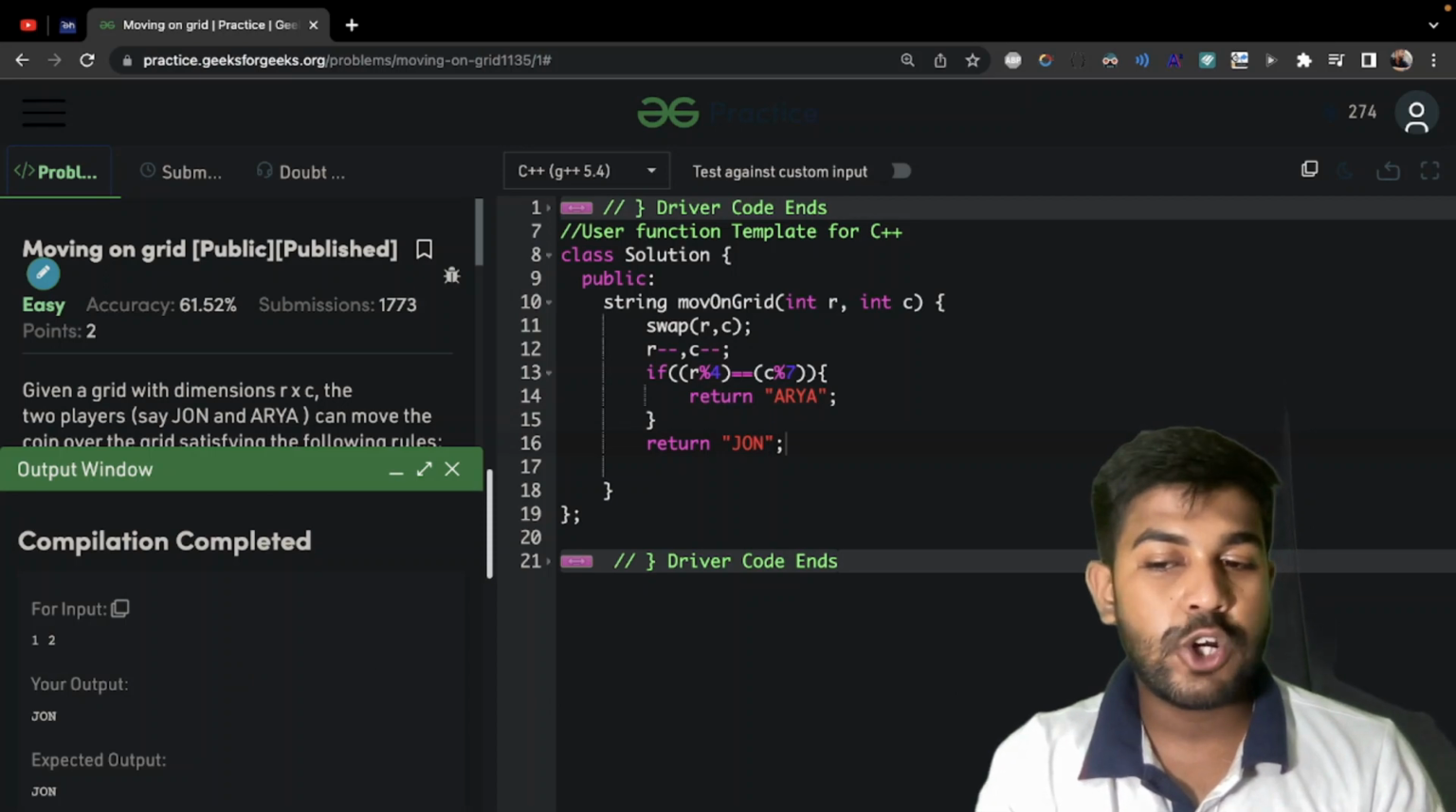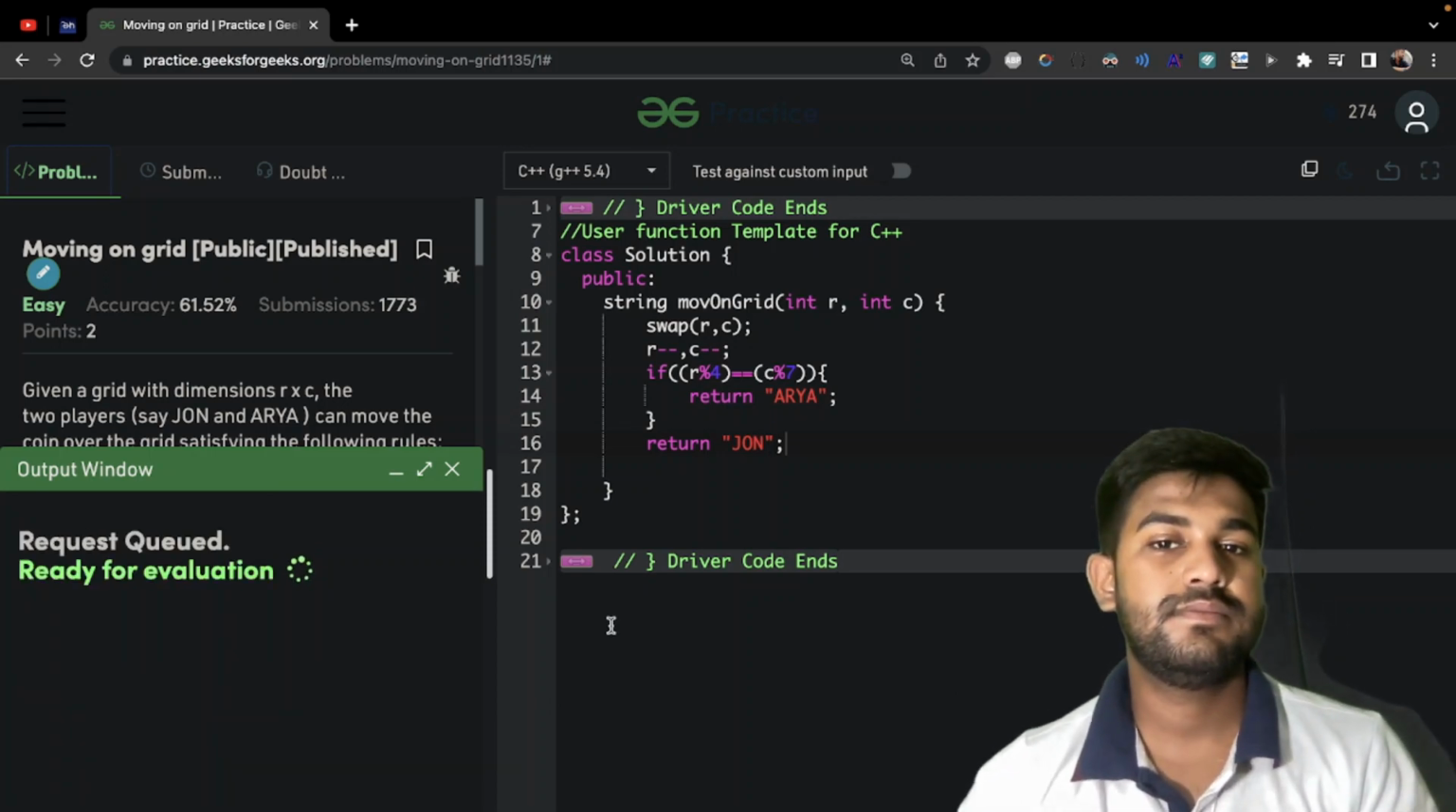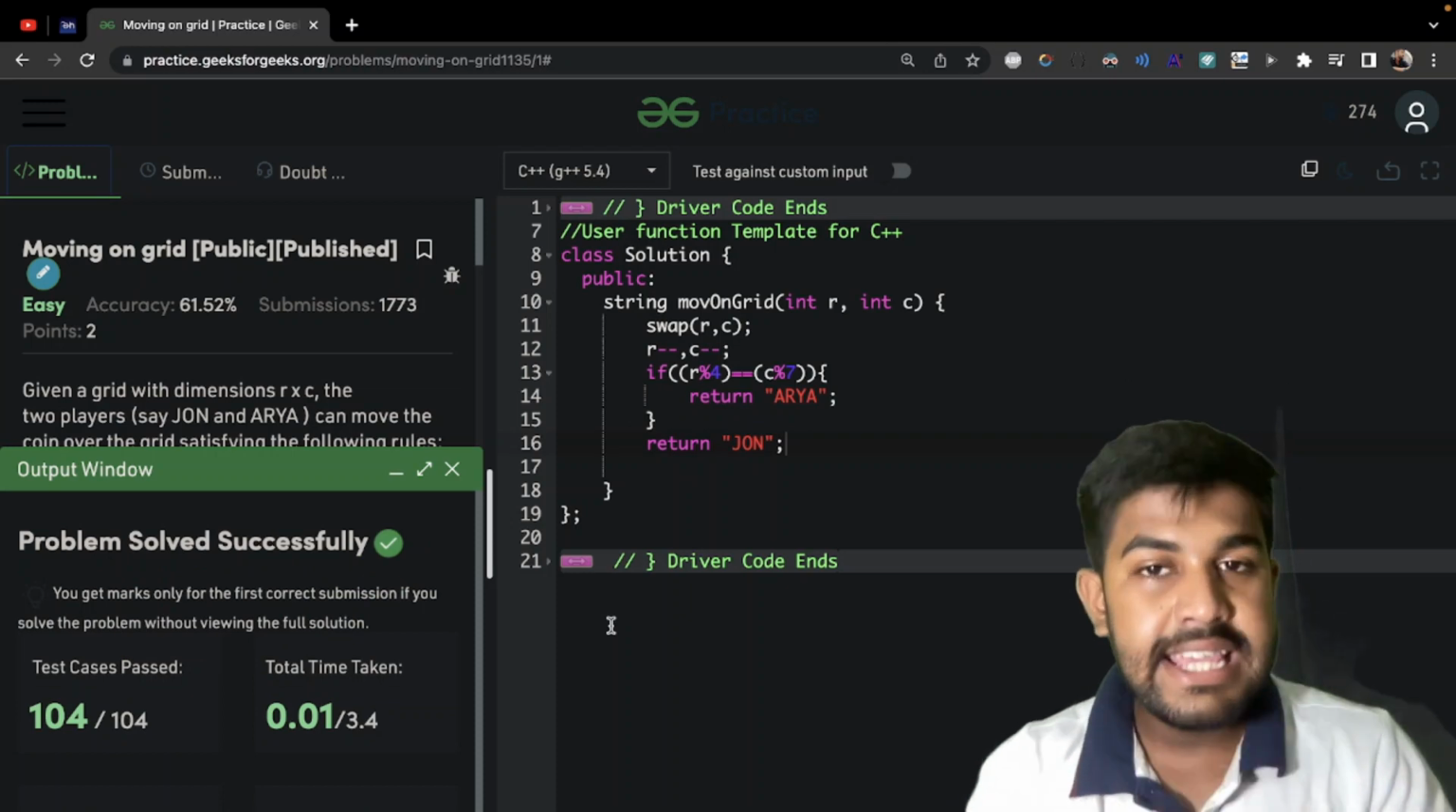And yes, we are getting a correct output for this. And yes, we got an AC.